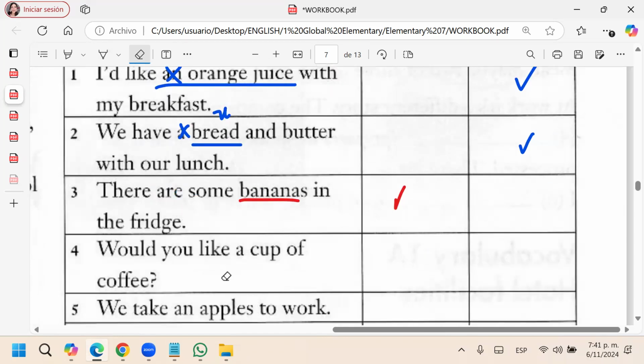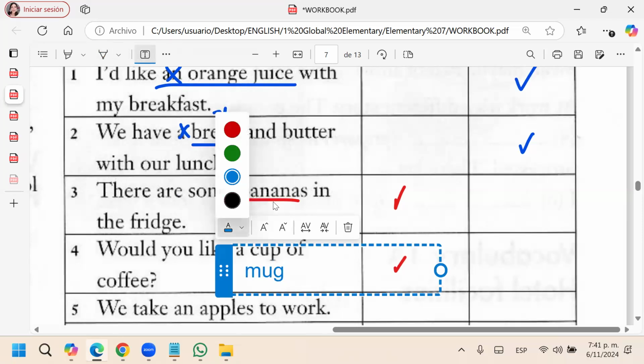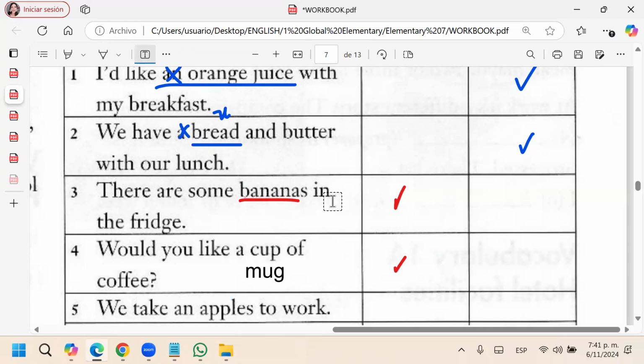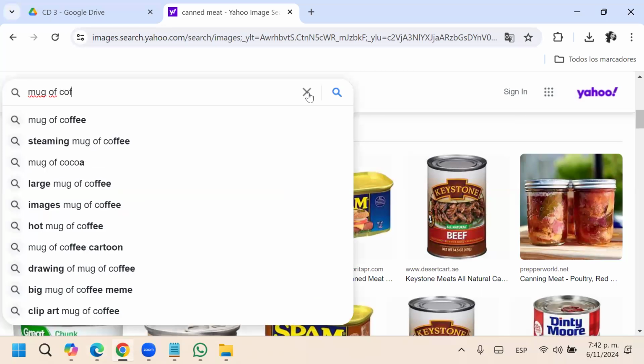Let's see. Would you like a cup of coffee? Correct, a cup of coffee. Puedo decir a cup. I can also say a mug of coffee. It's also correct. You know what is a mug? A mug is like a big cup. It's bigger. Okay, a mug of coffee.